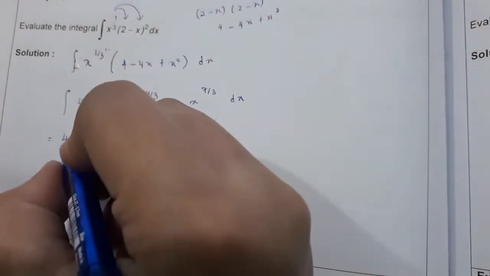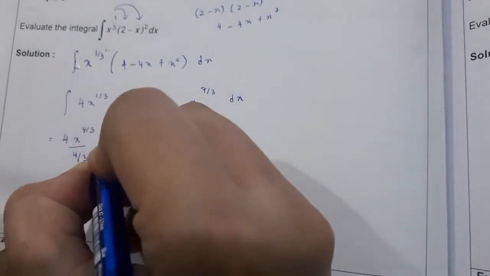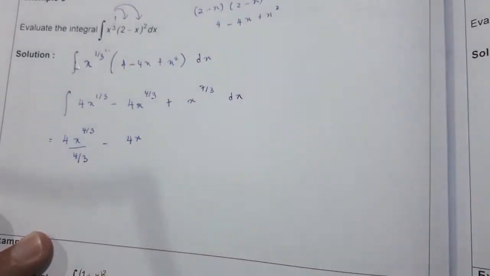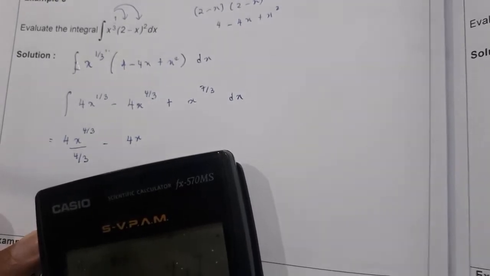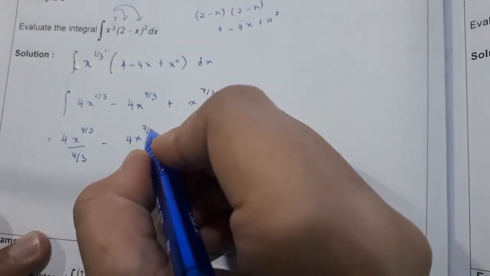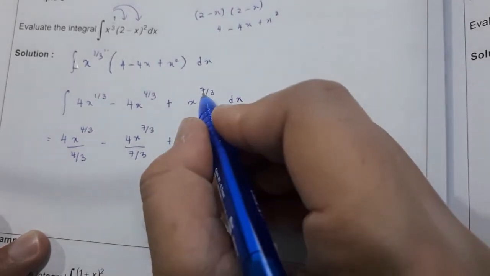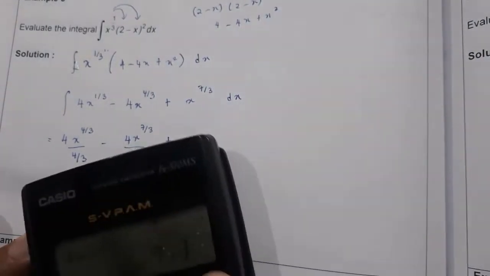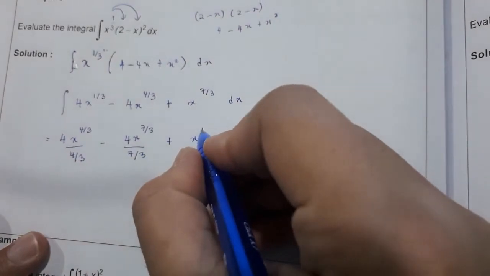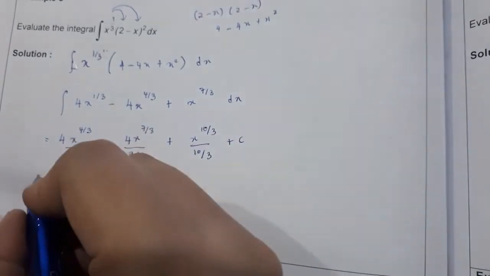4/3. So 4x^(4/3) over 4/3, minus integrate 4x^(4/3): 4/3 plus 1, we get 7/3. So x^(7/3) over 7/3 plus, okay, integrate x^(7/3). Therefore, 7/3 plus 1, 10/3, x^(10/3) over 10/3 plus c.